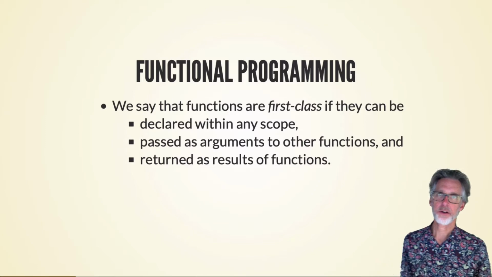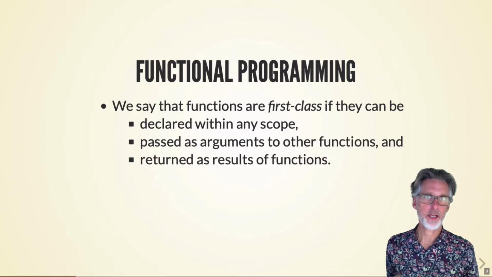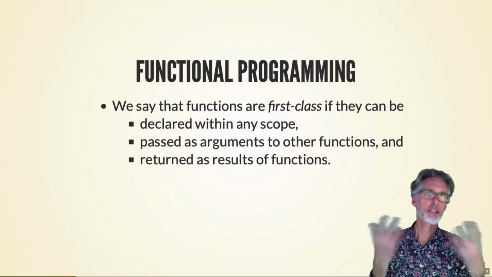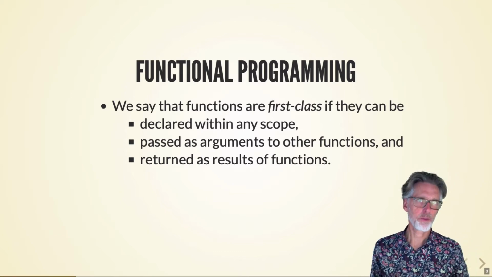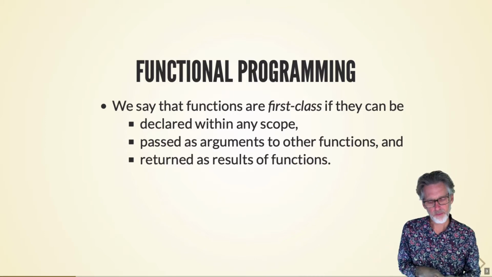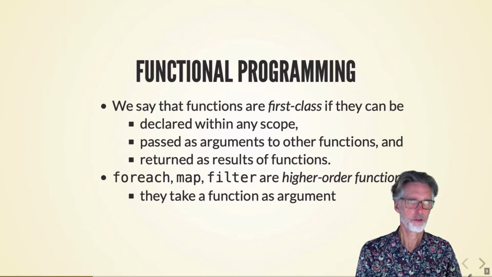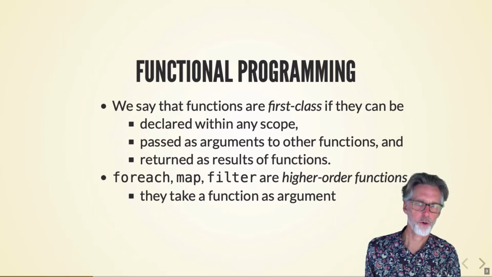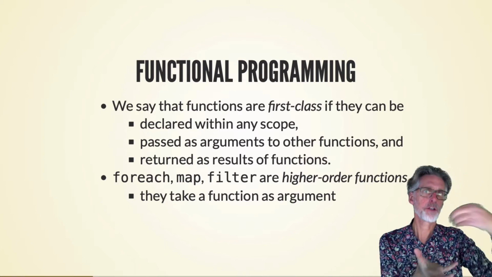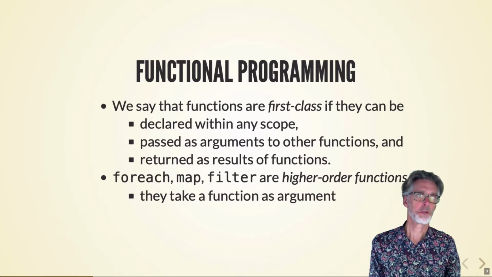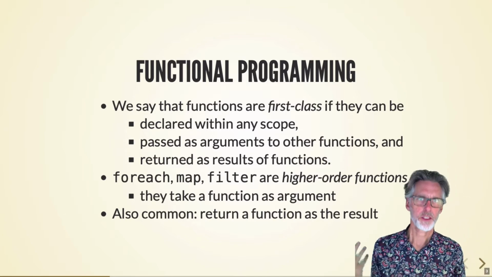A type is first-class in a language if we can declare values of that type, variables of that type in any scope, if we can pass these kinds of values around, and if we can return them from functions. We've already seen some functions that use other functions as parameters. So we saw foreach and map and filter. These are all higher order functions because they take functions as arguments, functions of functions. It's also really common for functions to return other functions, and we'll look at some of those now.